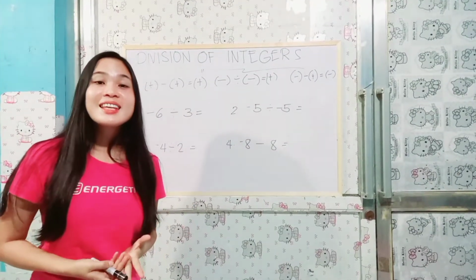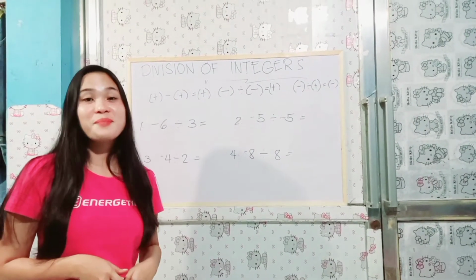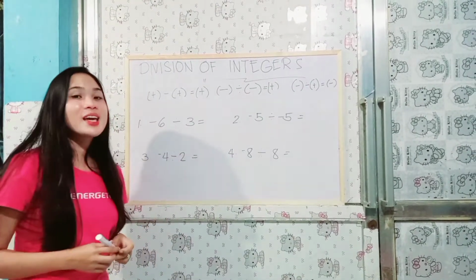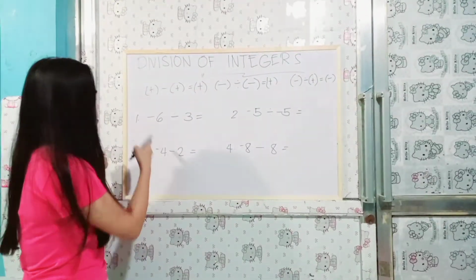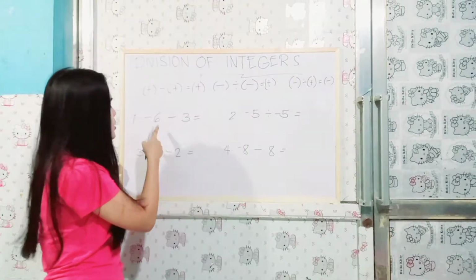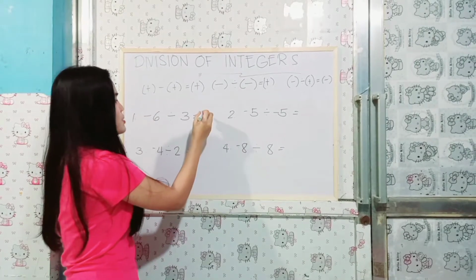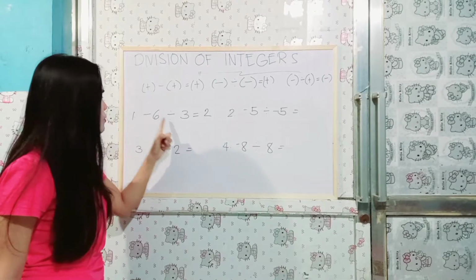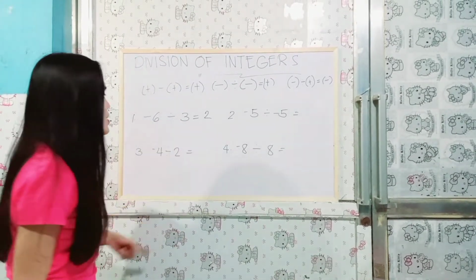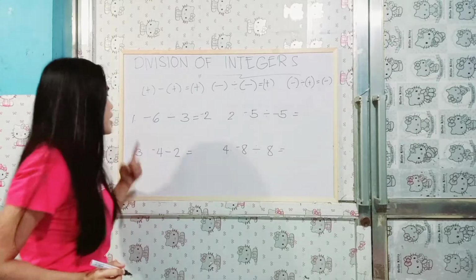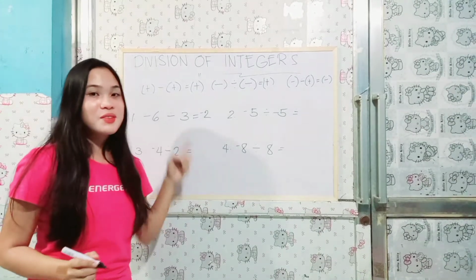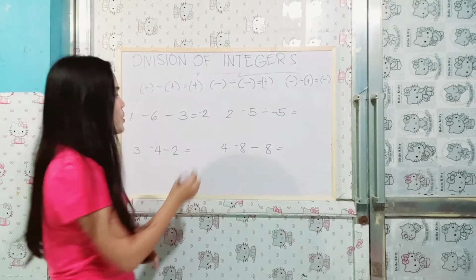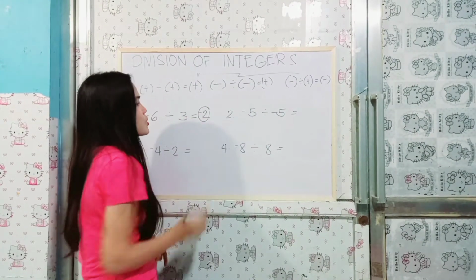Okay, so let us have simple examples. We have here negative 6 divided by positive 3. So let's divide the absolute values. 6 divided by 3, the answer is 2. And then look at the sign. We have here negative divided by positive. So our answer will be negative, because our dividend and our divisor have different signs. Okay, so our answer will be negative 2.